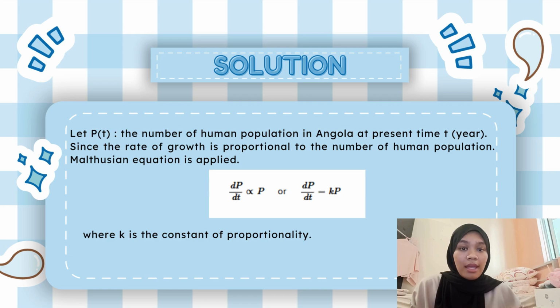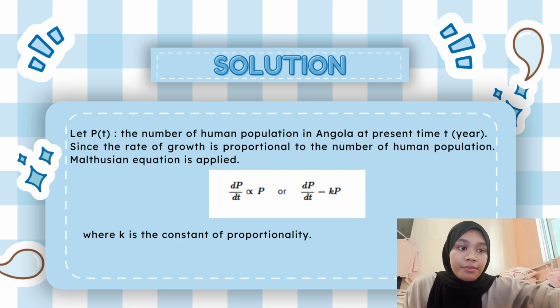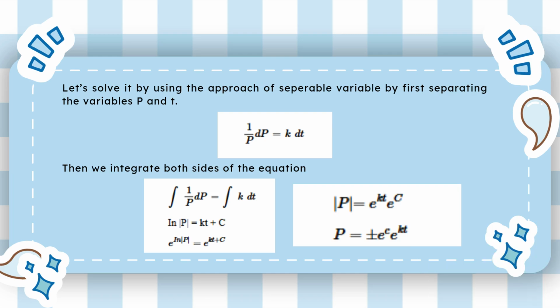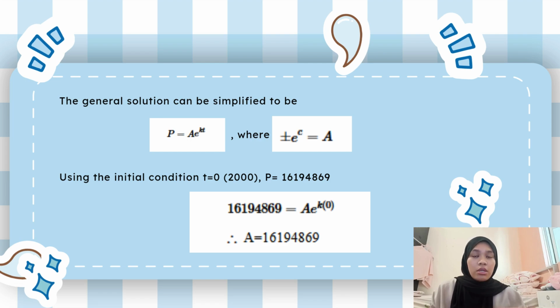And next, we move on to the calculation to find our particular solution, where we apply the Malthusian equation, where k is the constant of proportionality. Then we continue using the differential equation method, where we separate the variables P and t, and then we integrate both sides of the equation. We can also find the general solution by using t0, which is the year 2000.